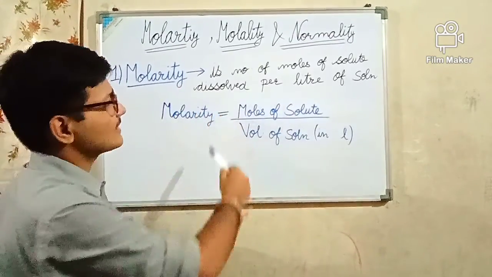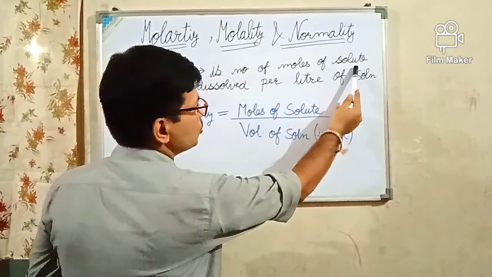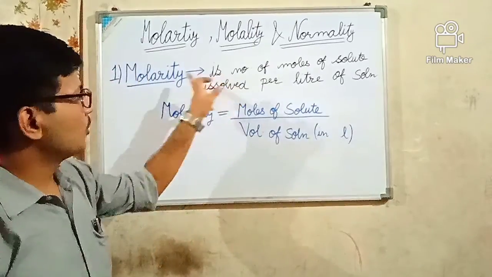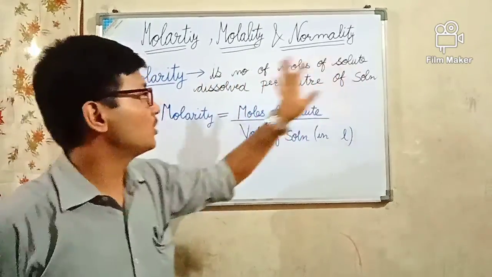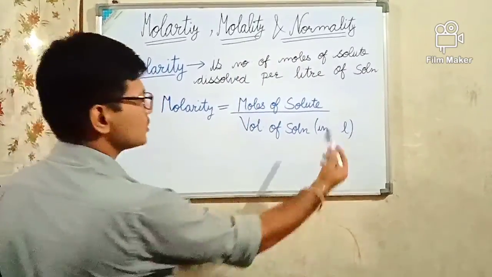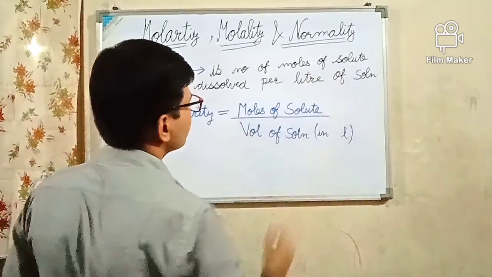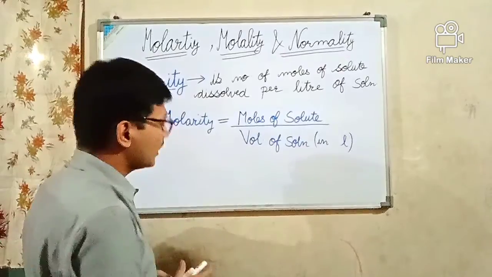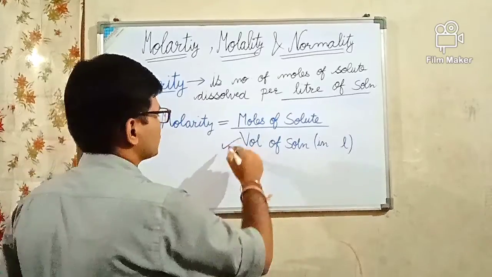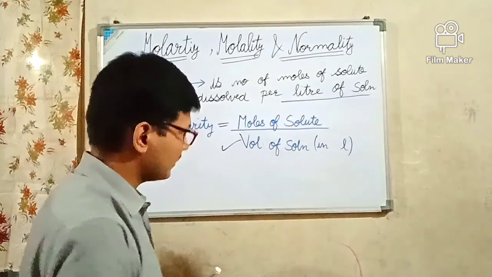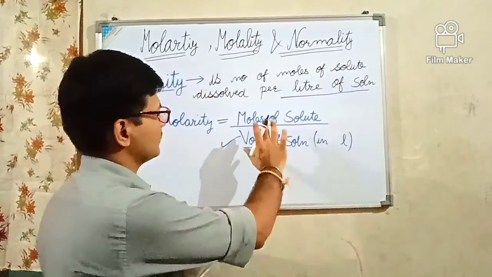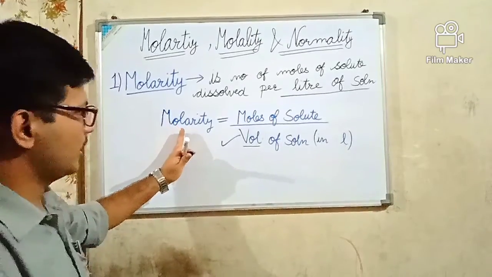Molarity is the number of moles of solute dissolved per liter of solution. I repeat, molarity is the number of moles of solute dissolved per liter of solution. So mathematically, molarity is equal to the moles of solute upon volume of solution, because we have written here per liter of solution, and solution is always expressed in terms of volume. If we express this volume in terms of liter, then it's okay. This is the mathematical formula for calculating the molarity.